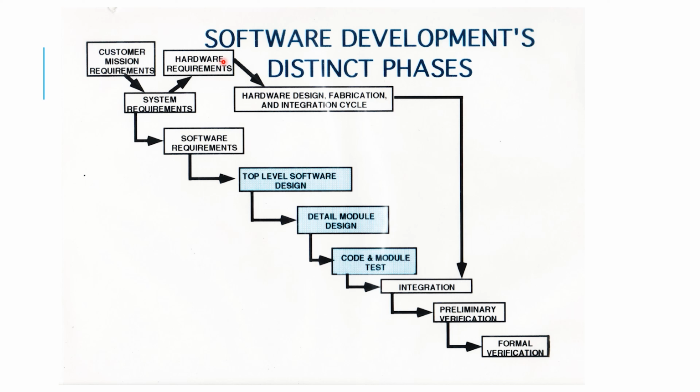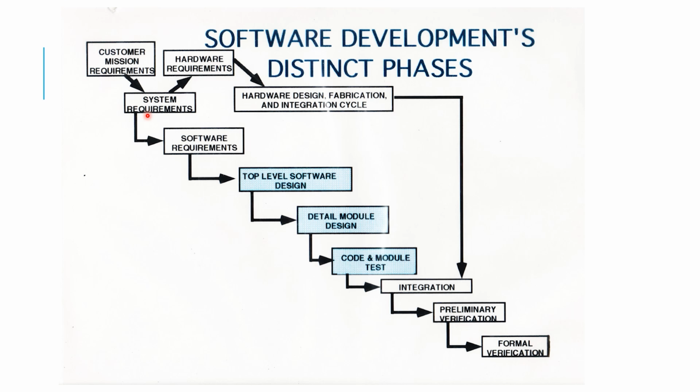So the hardware requirements come here, and you see there's hardware design, fabrication, and integration cycle. Okay, there's a lot of details left out in that one block, but you'll notice it comes back together down here after all of these software steps have been done in the integration phase. So this is where you start integrating the hardware and the software back together. You do some preliminary verification, and then finally a formal verification.